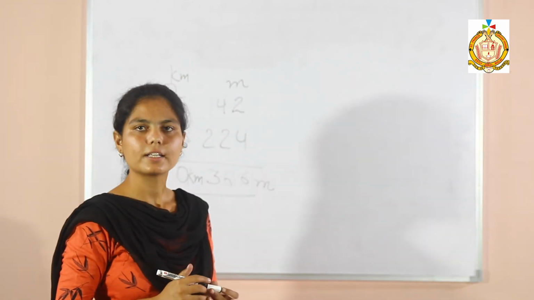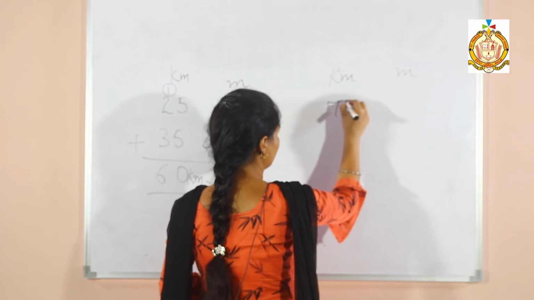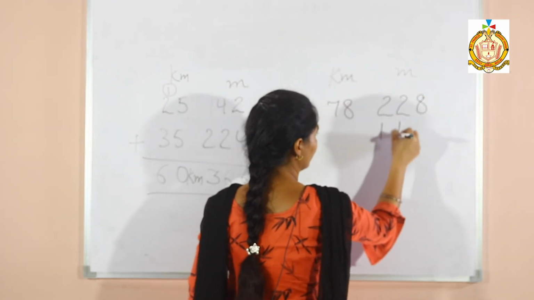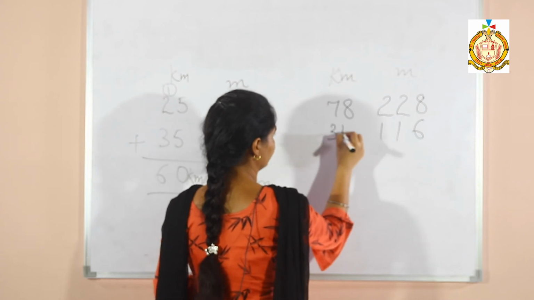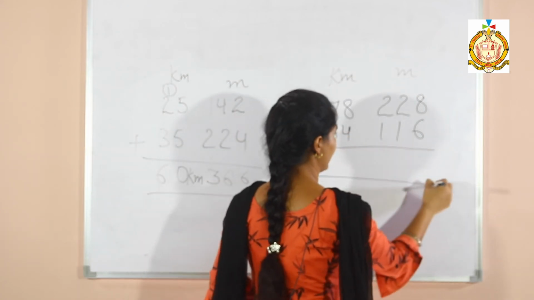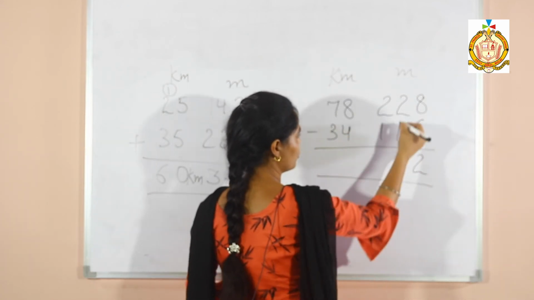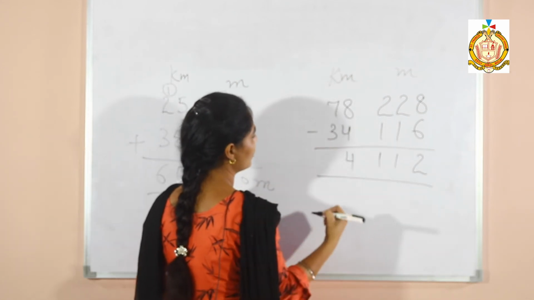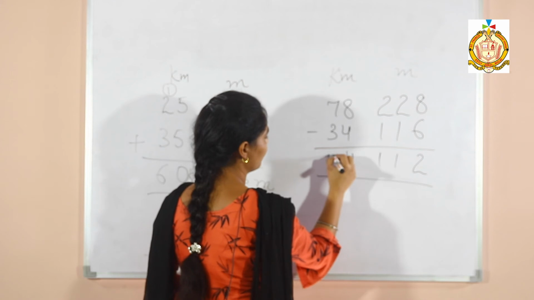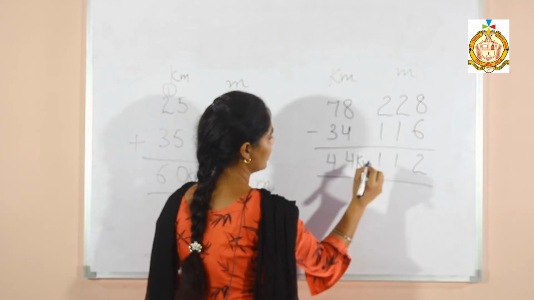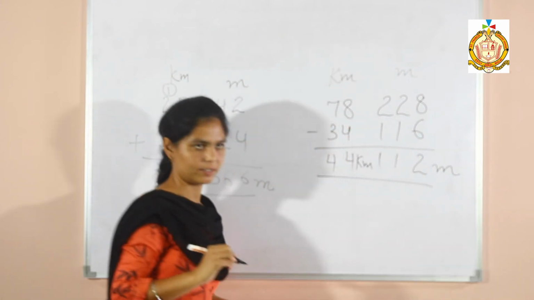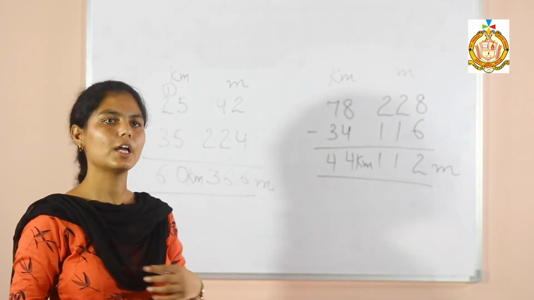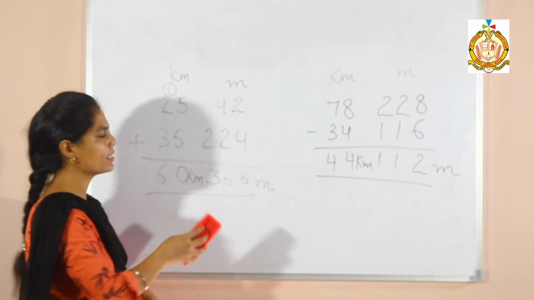Now the second part is subtraction. 78,228 minus 34,116. 8 minus 6, 2. 2 minus 1, 1. 2 minus 1, 1. 8 minus 4, 4. 7 minus 3, 4. 44 kilometer 112 meters. In this way you can solve your exercise addition and subtraction in kilometers and meters.